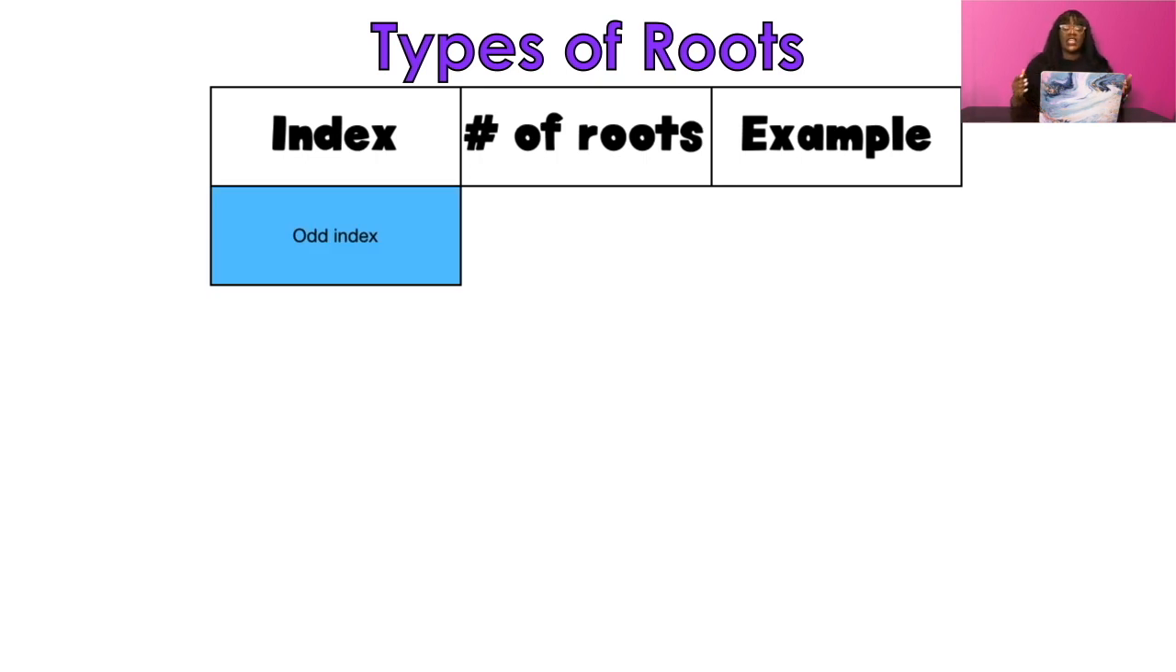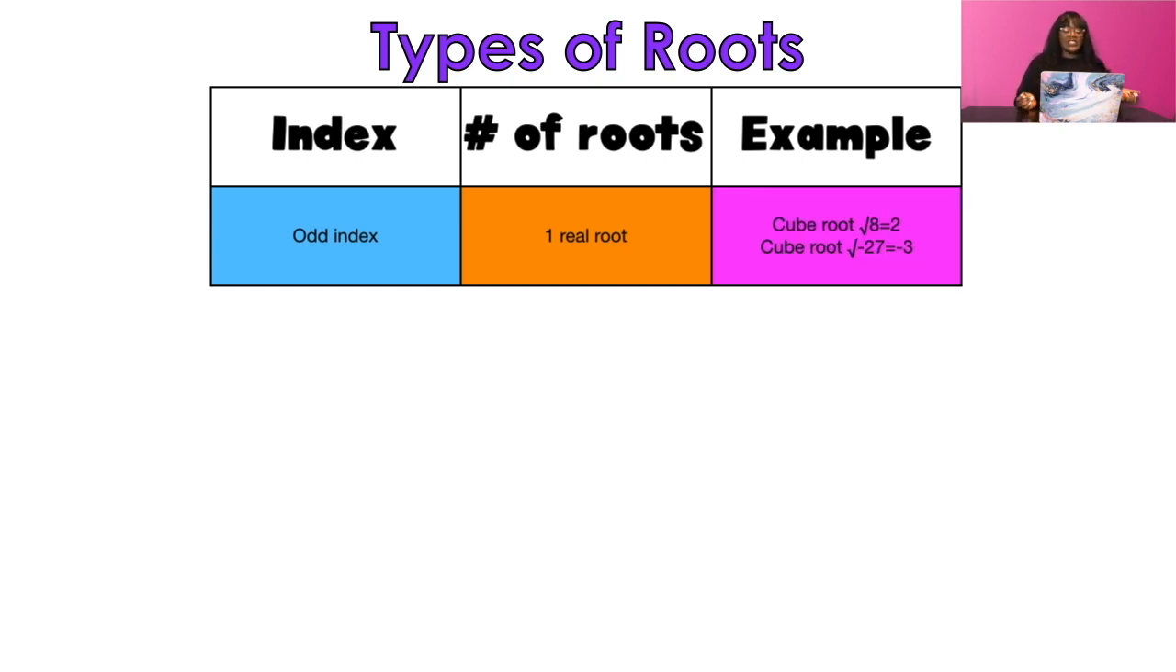So let's say we have an odd index. So that's going to be what? A cube root, a 5th root, a 7th root, a 9th root, a 15th root, a 21st root. Anytime I have an odd index, there's one answer to that problem, one real root, okay?